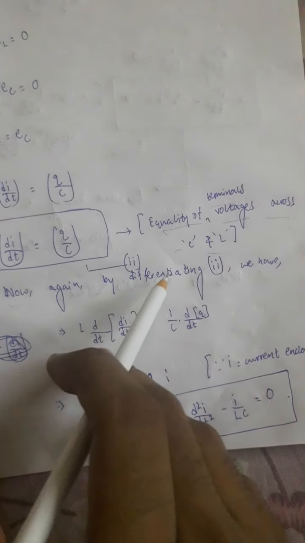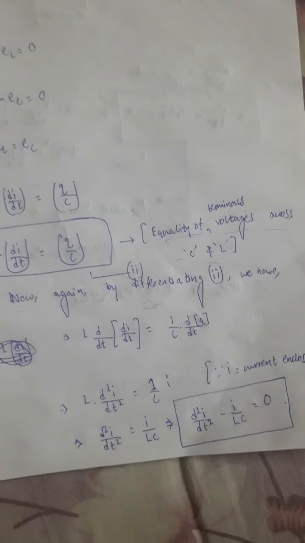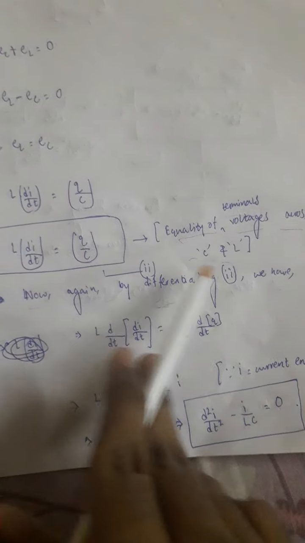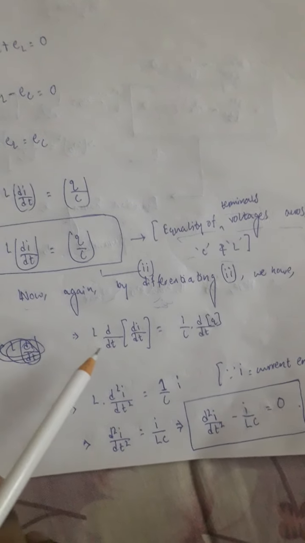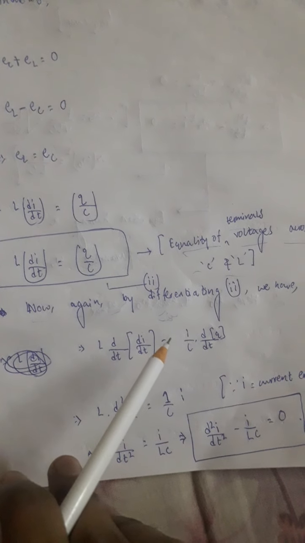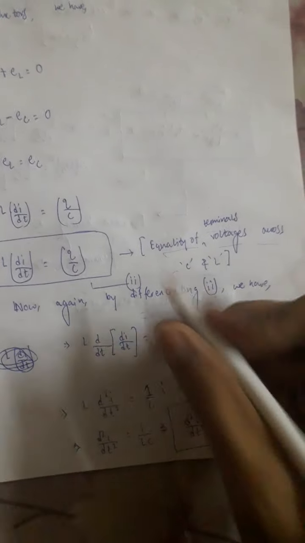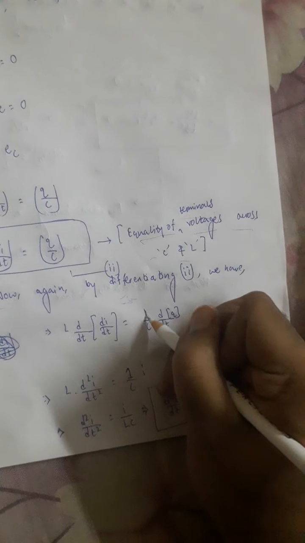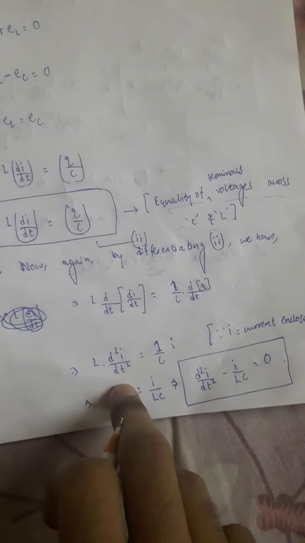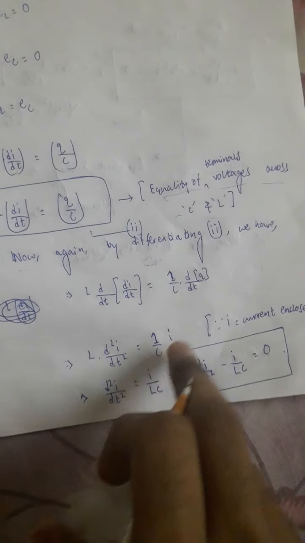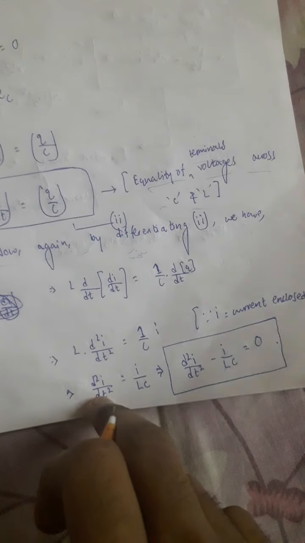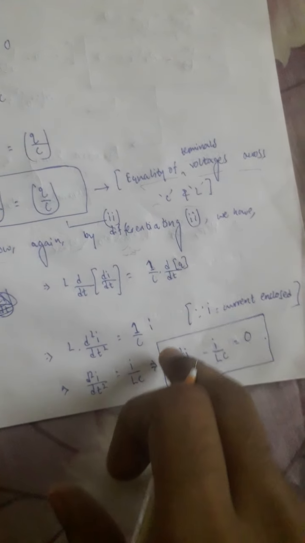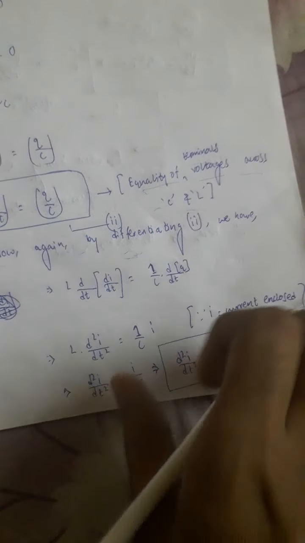Now again, taking the derivative of equation 2, we have L into d by dt of di by dt equal to 1 by C into dq by dt. Okay, so L into d2i by dt2 is equal to 1 by C into I, where I is the current enclosed, which implies d2i by dt2 is equal to I by LC, which implies d2i by dt2 minus I by LC is equal to 0.